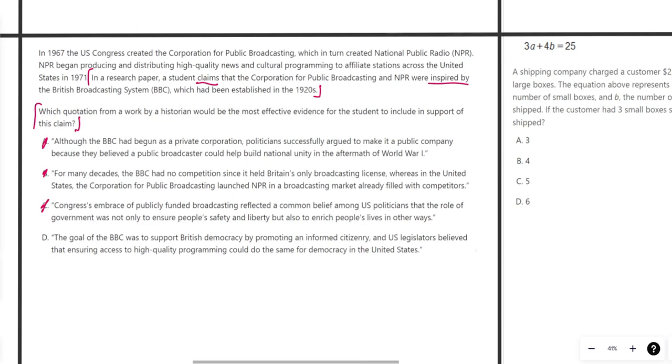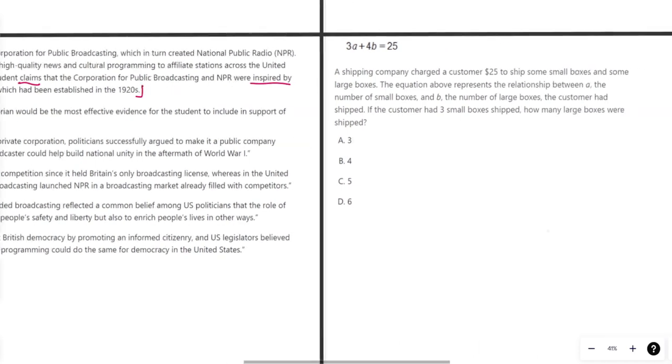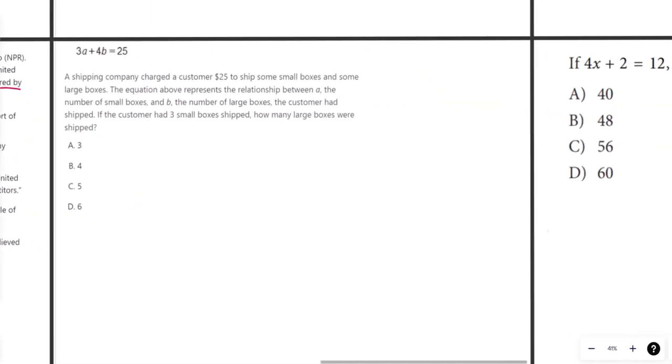And D says the goal of the BBC was to support British democracy by promoting an informed citizenry, and US legislators believed that ensuring access to high quality programming could do the same for democracy in the United States. That would work. That indicates that those US companies were inspired by the British broadcasting system. All right, moving on to the next question.